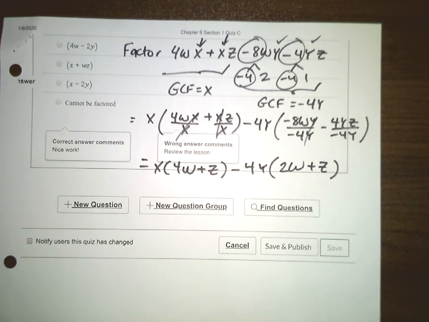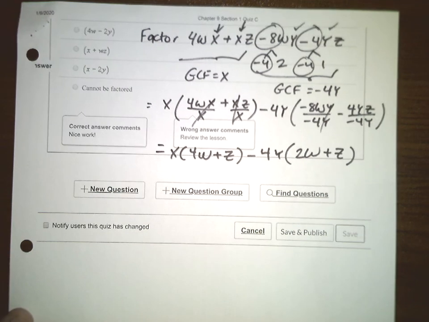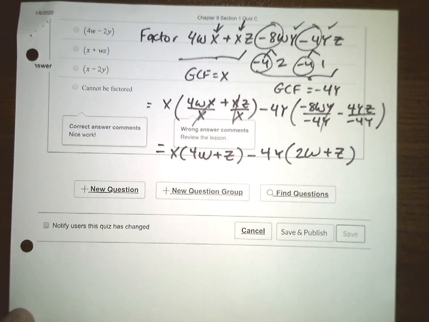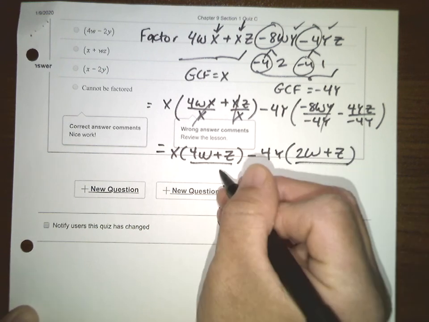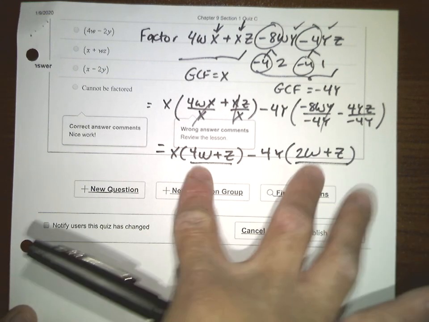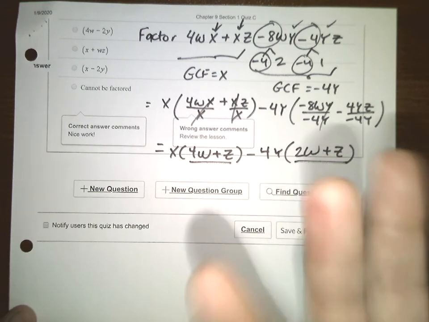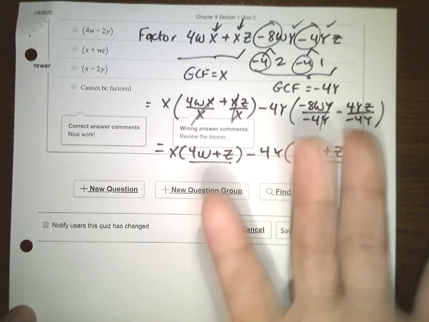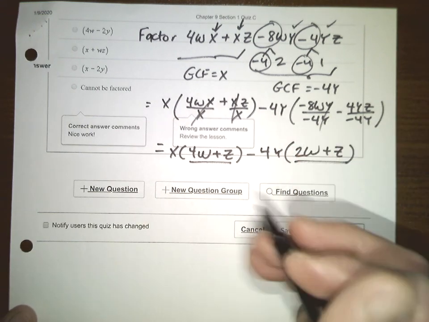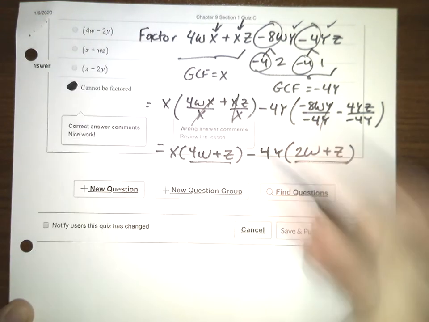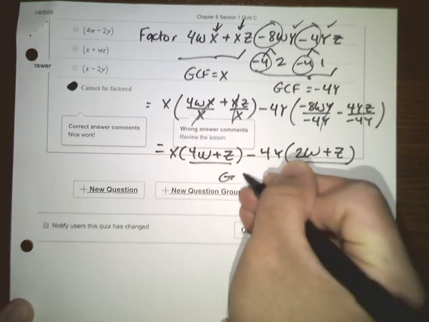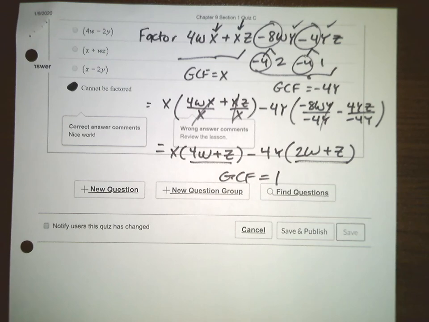Well, as I mentioned before, these have to be the same, or they're not considered a common factor, right? Because common means they need to be the same. So that means this one cannot be factored, all right? Because the GCF is actually just 1.